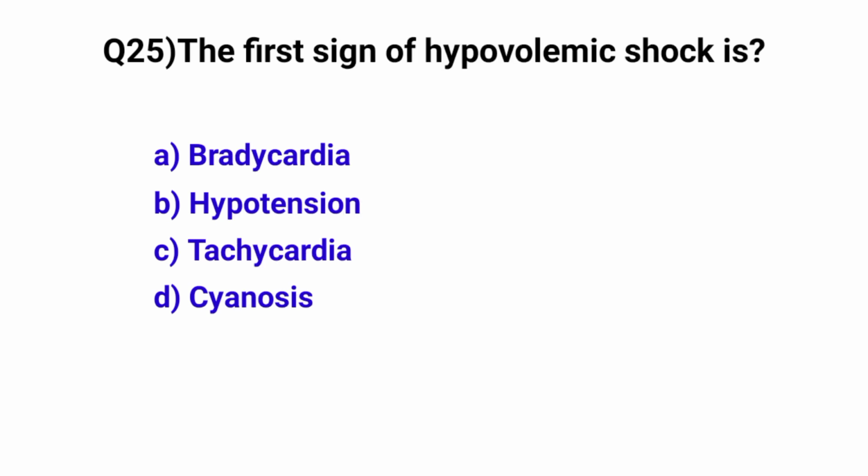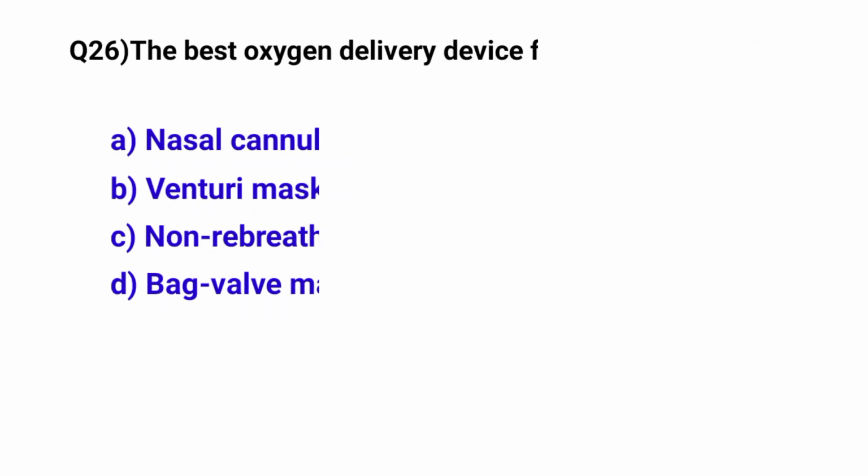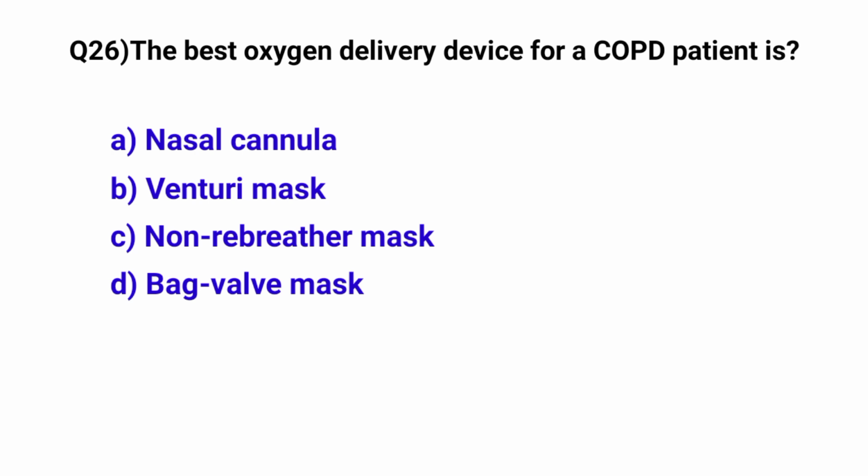Question number 25. The first sign of hypovolemic shock is. The correct option is C. Tachycardia. Question number 26. The best oxygen delivery device for a COPD patient is. The correct option is B. Venturi mask.